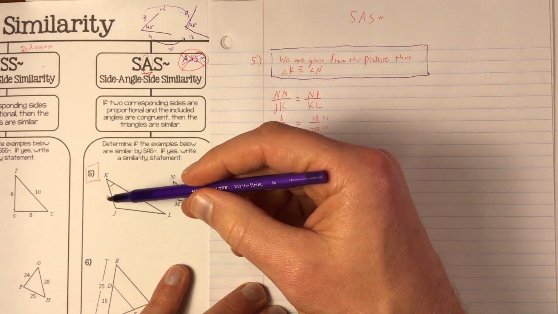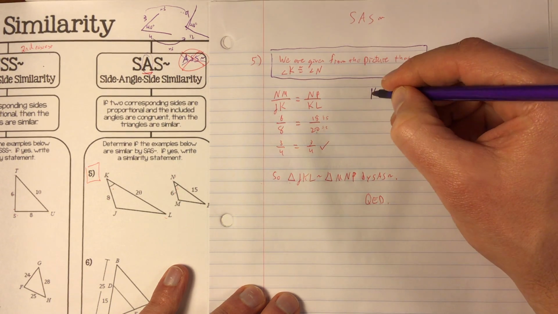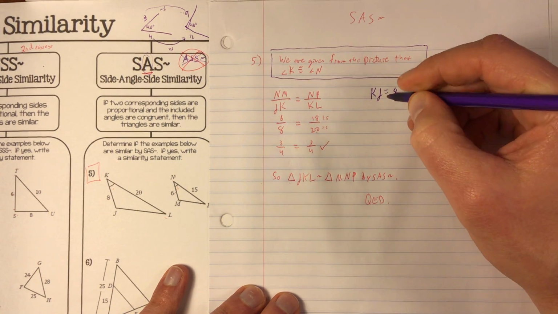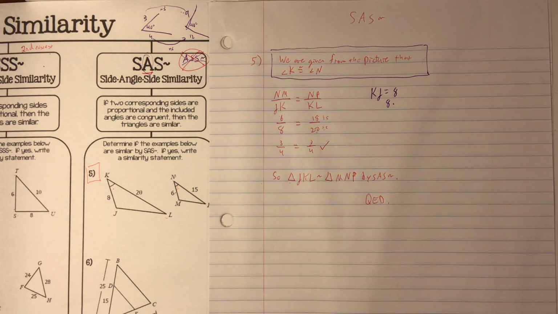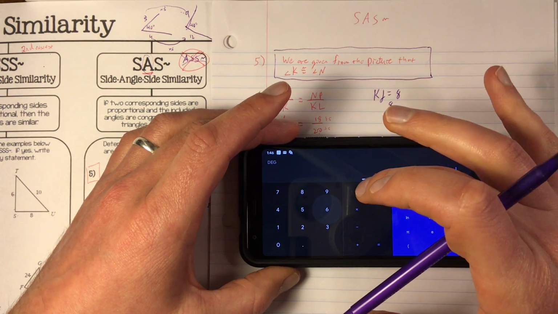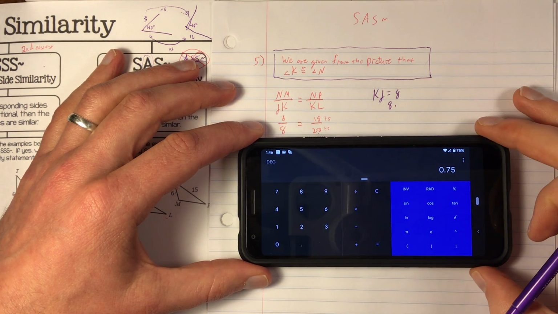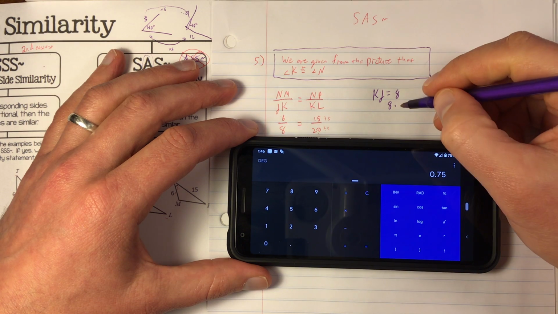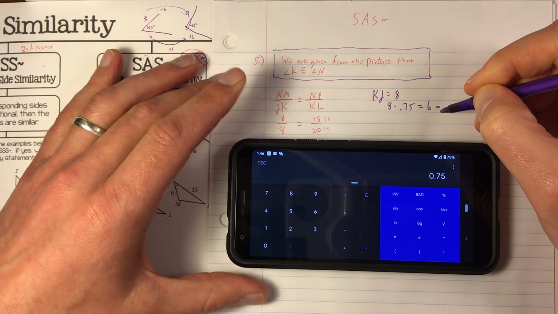So 8 times what number gives me 6? So let's see here. KJ equals 8. 8 times what number gives me 6? Well, I'm going to get out my calculator and do 8 divided by 6. Other way around. 6 divided by 8. And I'm going to hit enter. And I get 0.75. So 8 times 0.75 is equal to 6, and that is equal to side NM.